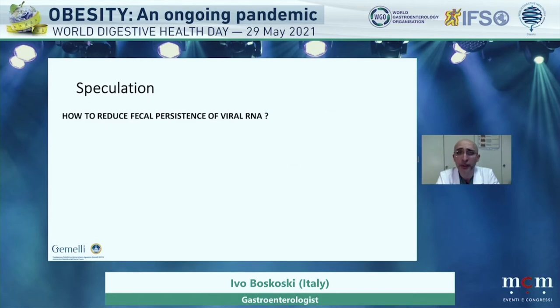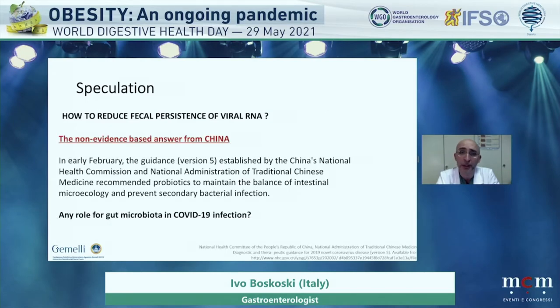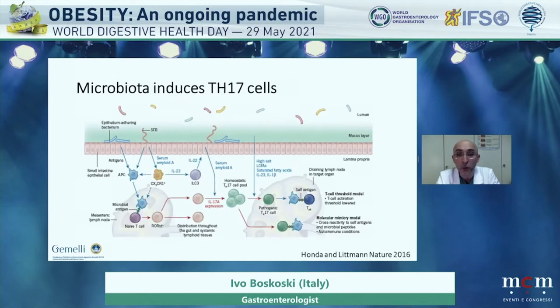But how can we reduce the fecal persistence of the viral RNA? There is no evidence-based data from China. This is speculation. We can postulate a role of the gut microbiota in COVID-19 infection. Probably yes, but we do not know. This has been shown in Nature in 2006, when COVID-19 didn't exist, but the gut microbiota has thousands of implications in the human body. So probably there is a correlation.